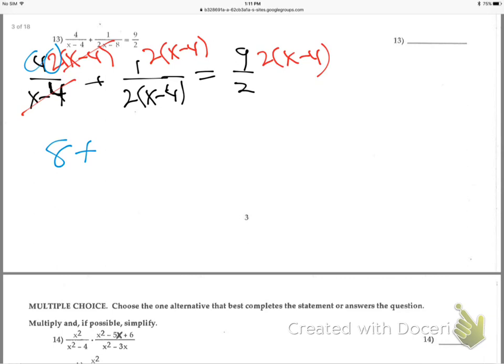Am I going too quick? Is that okay? And here, the total 2x minus 4's cancel, it's just 1. Here, the 2's cancel, it's 9 times x minus 4. Much nicer, no fractions. Everybody see that? First, most important step. Multiply through by the LCD.